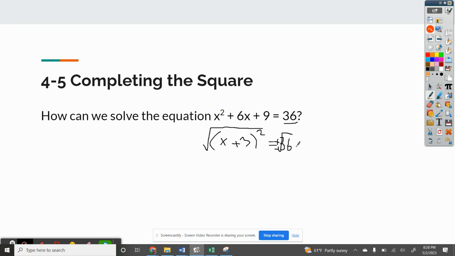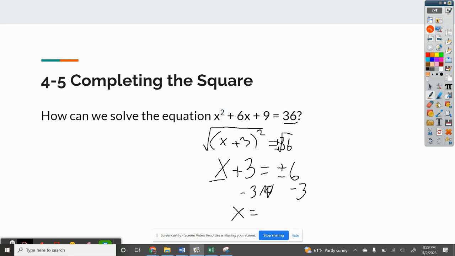But on the left side, our square root and our power of 2 cancel out. So we just have an x plus 3 left. And on our right side, when we square root 36, we get 6. But you do have to keep this little plus-minus symbol in front of the 6 to show that you have two options. It could be positive 6 or it could be negative 6. Then our last step, if we're solving for x, is we have to get rid of this 3. So we're going to subtract 3 from both sides.